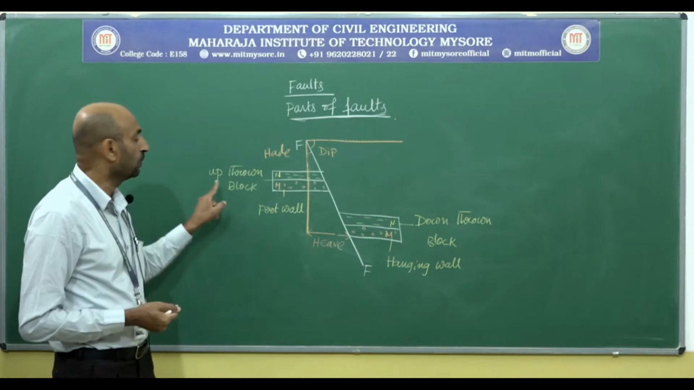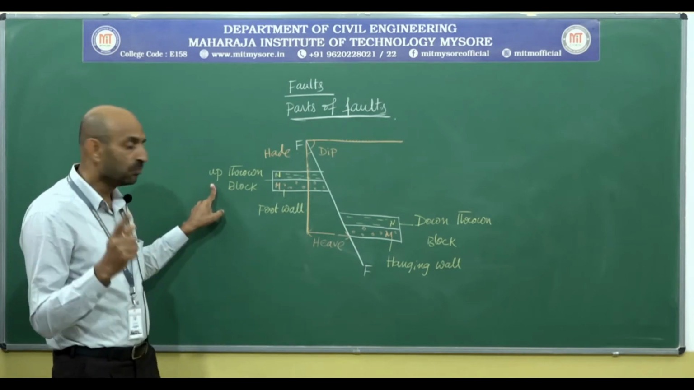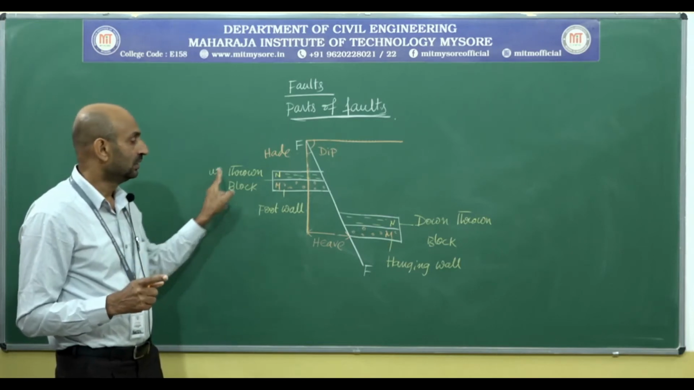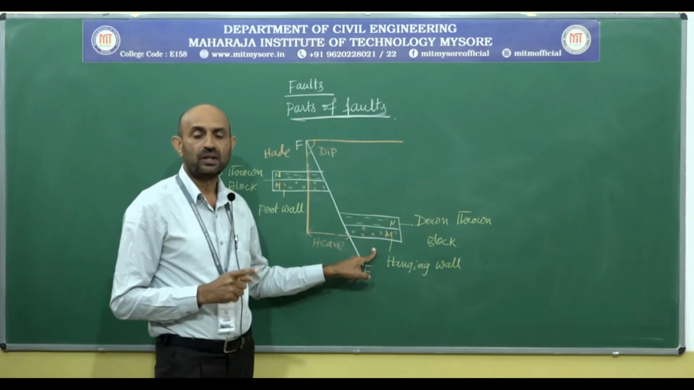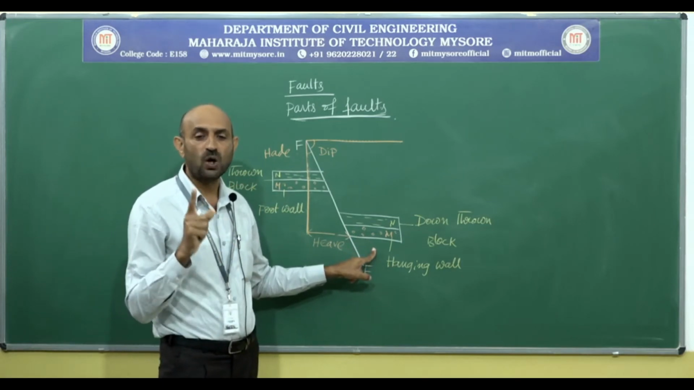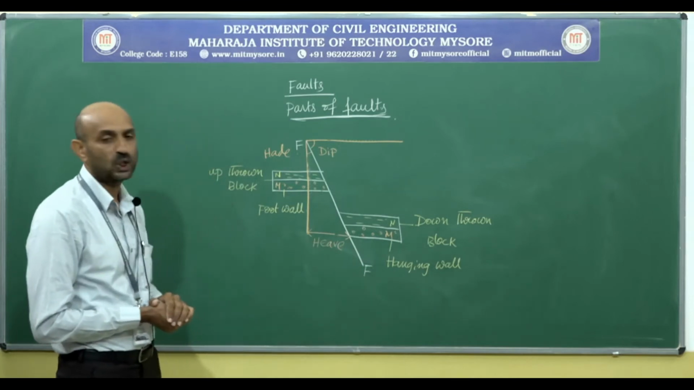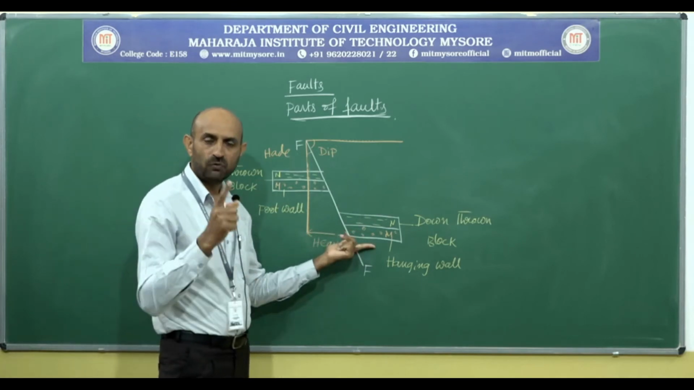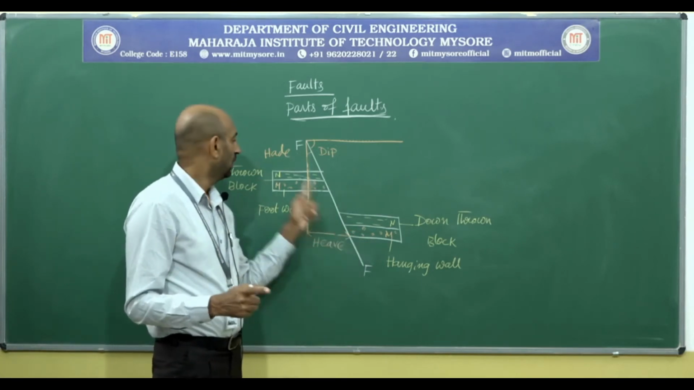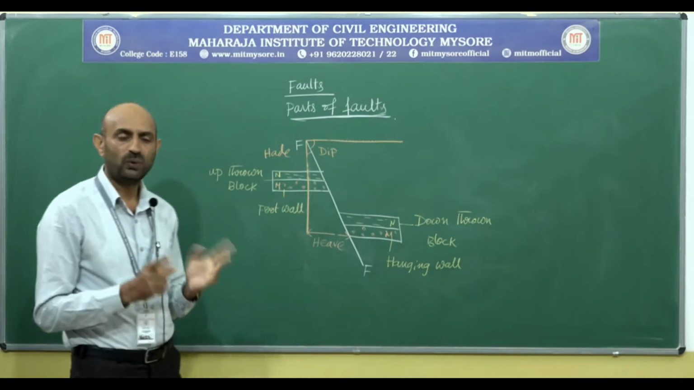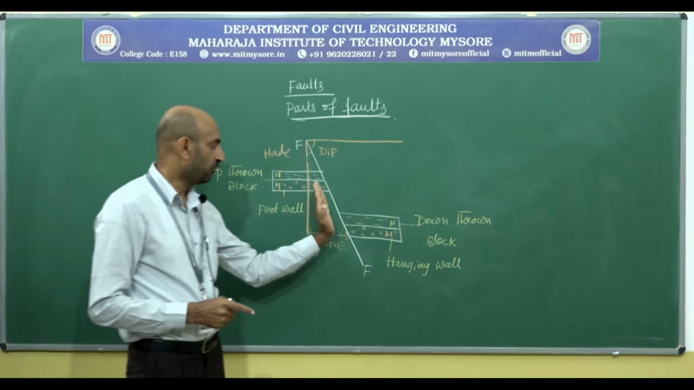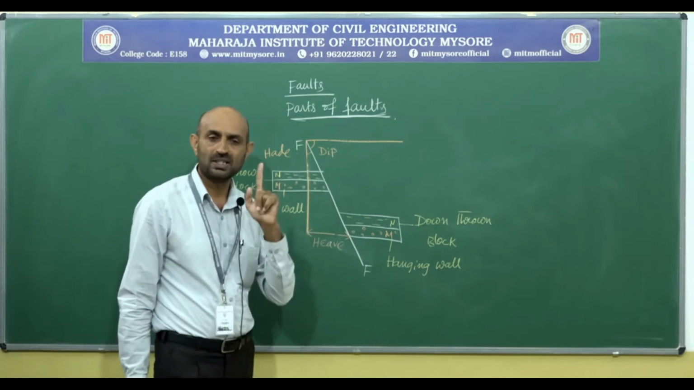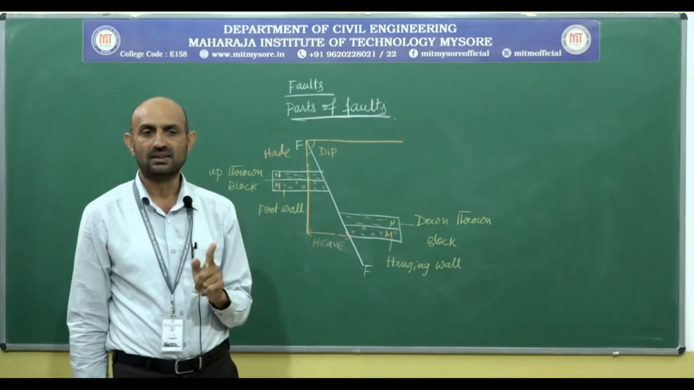What is upthrown block? A block which has moved upward is called as upthrown block. What is downthrown block? A block which has moved downward is called as downthrown block. Very simple. Here, the downthrown block has moved downward, and the upthrown block has moved upward. Without the fault plane, there is no displacement, along which only displacement has to take place.